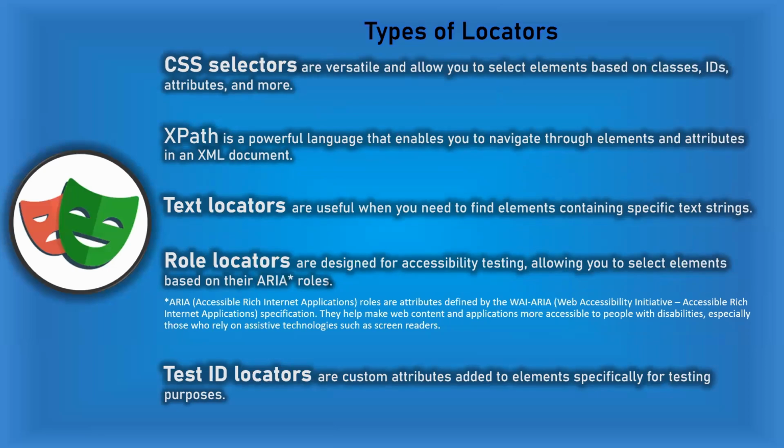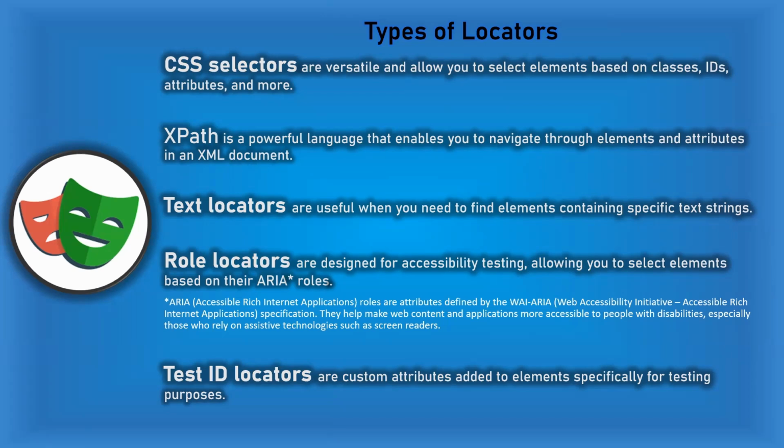CSS locators are one of the versatile locator types. Basically, they identify the element by using the classes, IDs, and different attributes. XPath is another powerful language, and even if you are from a Selenium Java background, or Selenium with any language, you might have used XPath the most. This is another way of identifying the elements inside the web UI.